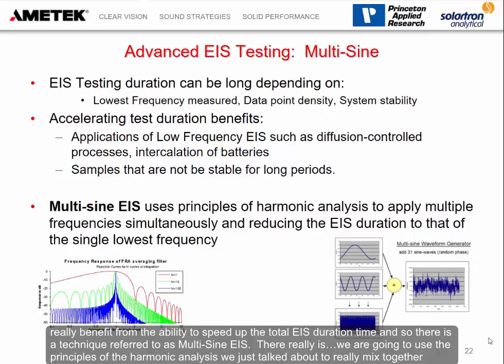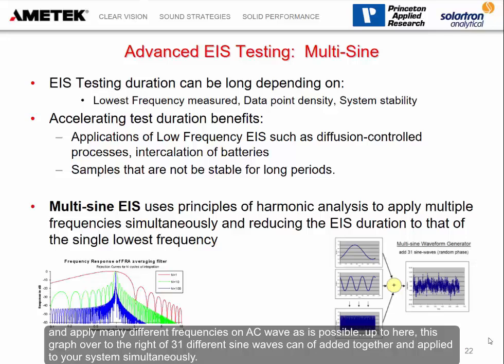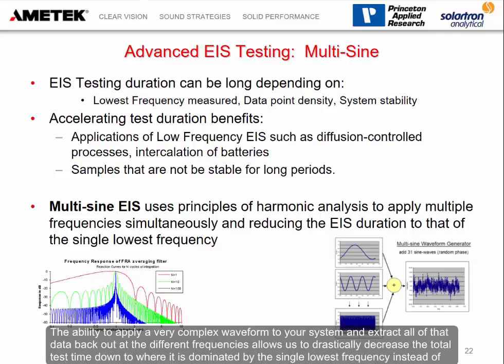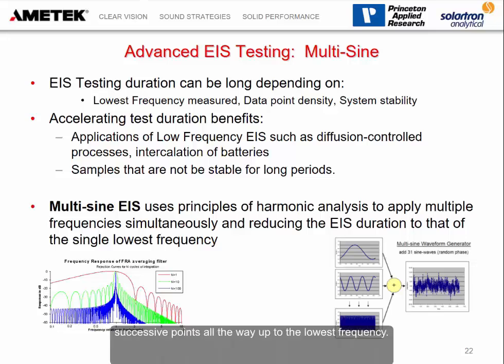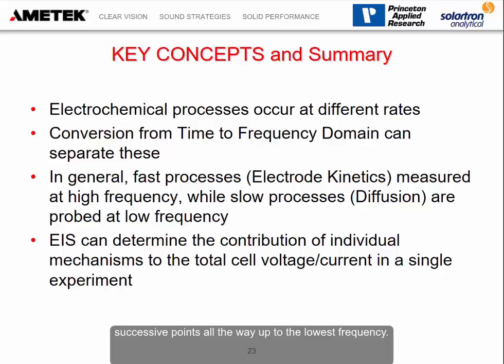There's a technique referred to as Multi-Sine EIS that uses the principles of the harmonic analysis we just talked about to mix together and apply as many different frequencies on an AC wave as possible. On this graph over to the right, I'm showing 31 different sine waves added together and applied to your system simultaneously. The ability to apply a very complex waveform to your system and then extract all that data back out at the different frequencies allows us to drastically decrease the total test time, where now it's dominated by the single lowest frequency instead of successive points all the way up to that lowest frequency.